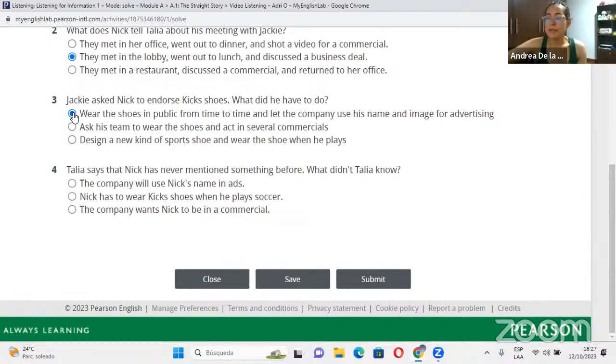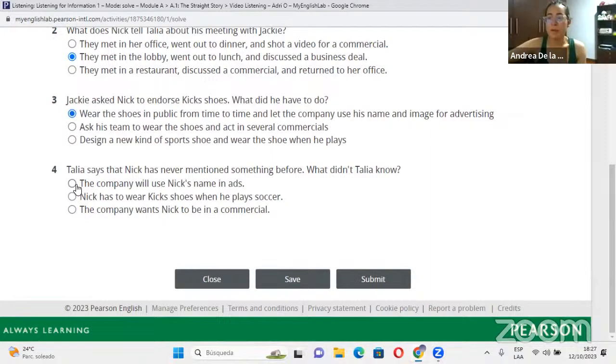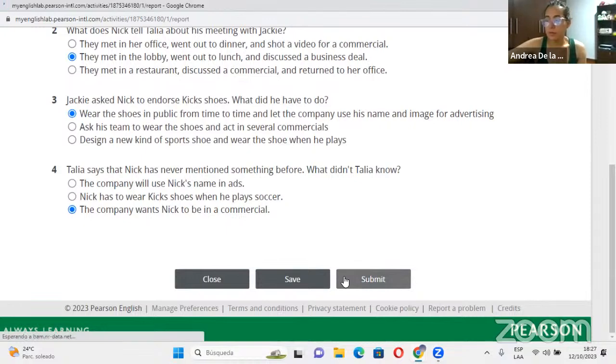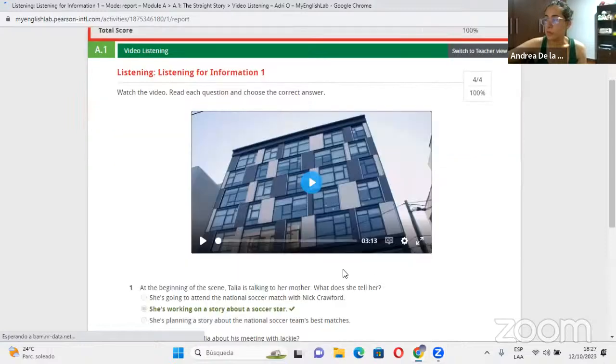Now, Talia says that Nick has never mentioned something before. What didn't Talia know? The company wants Nick to be in a commercial. Exactly. The company wants Nick to be in a commercial. Okay. Right. Great.